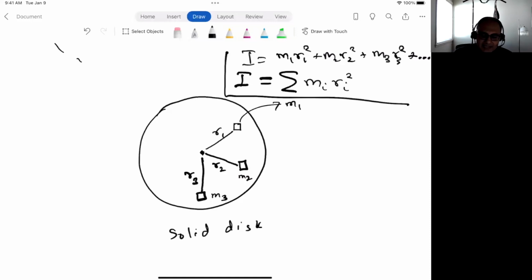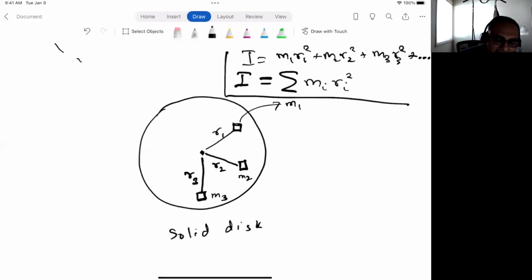Now, this answer would not be super accurate because I'm taking finite segments, these m1, m2. These are small, but they're still finite segments, right? And every point in m1 does not have the same radius r1, and that's an approximation that I'm making. So how can I make this formula more exact? What I can do is make my individual segments, the m1s, m2s, as tiny as I possibly can, right? The tinier I can make these segments, the more accurate this result will be.